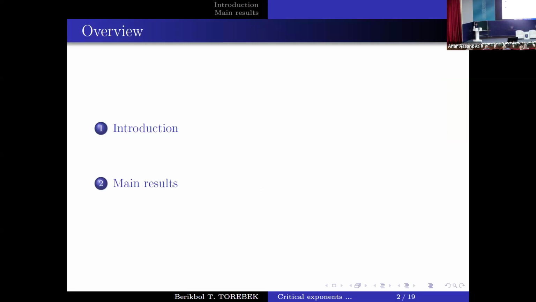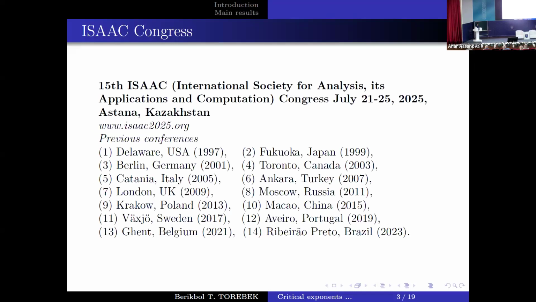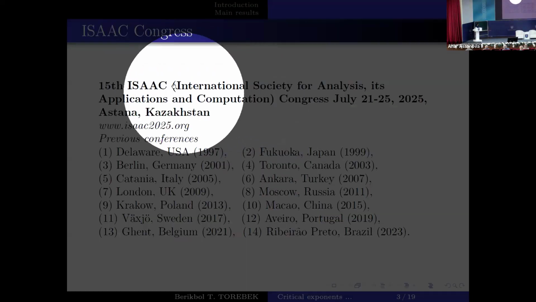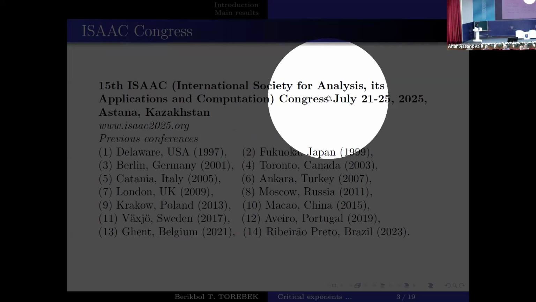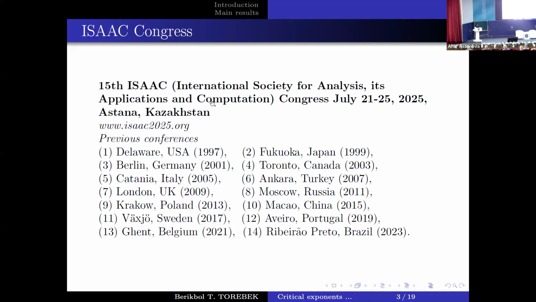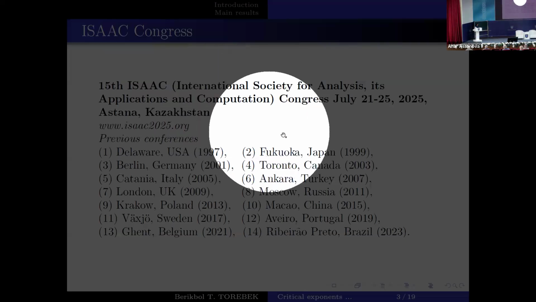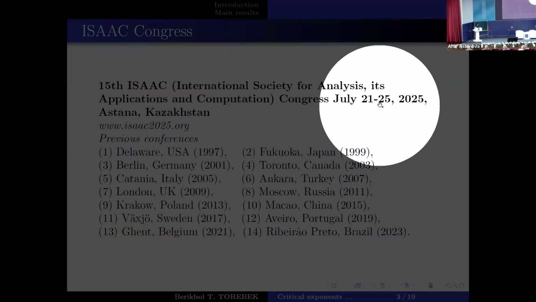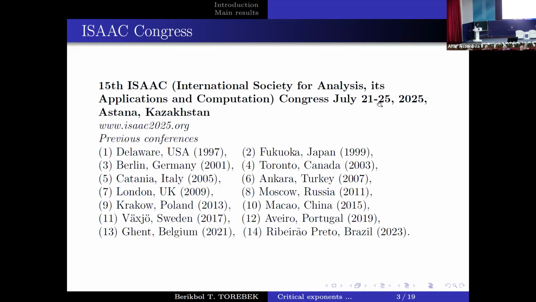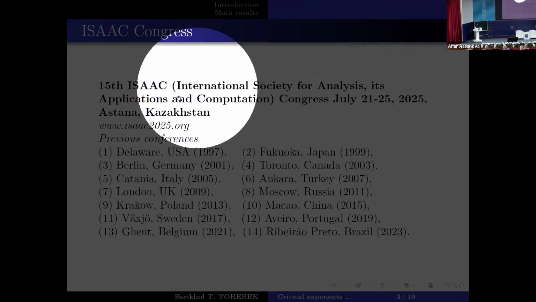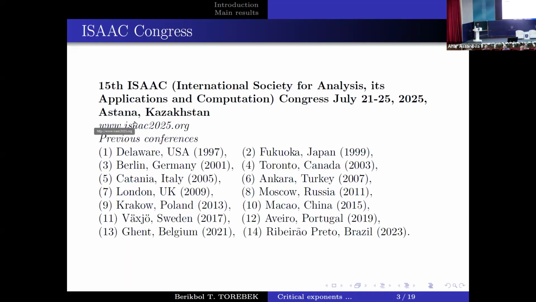Before starting my talk, let me share a quick announcement about the conference which will be held next year in Astana, the capital of Kazakhstan. There will be the ISAAC Congress. ISAAC is the International Society for Analysis, its Applications and Computation. It will be from 21 to 25 July 2025 in Astana. Astana is the capital of Kazakhstan, in the northern part of the country.